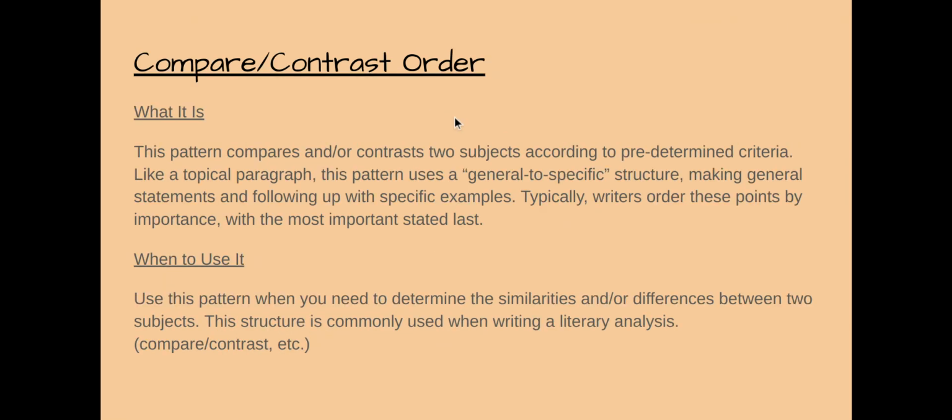This pattern compares and or contrasts two subjects according to predetermined criteria. Like a topical paragraph, this pattern uses a general to specific structure, making general statements and following with specific examples. Typically, writers order these points by importance, with the most important stated last, so it would use climactic paragraph structure. So use this pattern when you need to determine the similarities and or differences between two subjects. This structure is commonly used when writing a literary analysis, but this structure is used really in almost every subject.